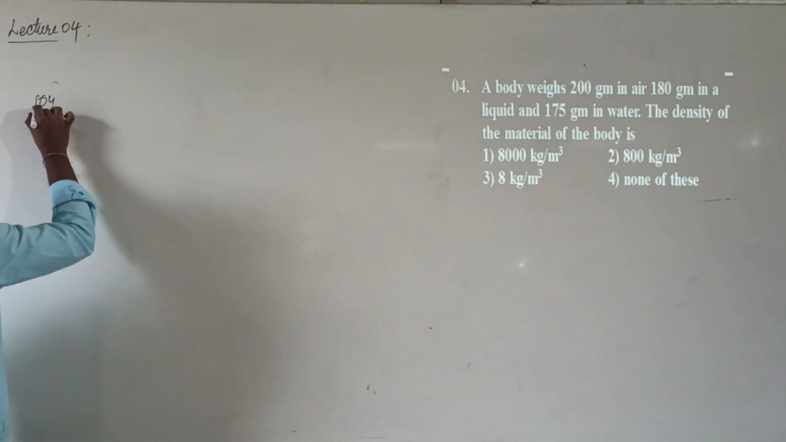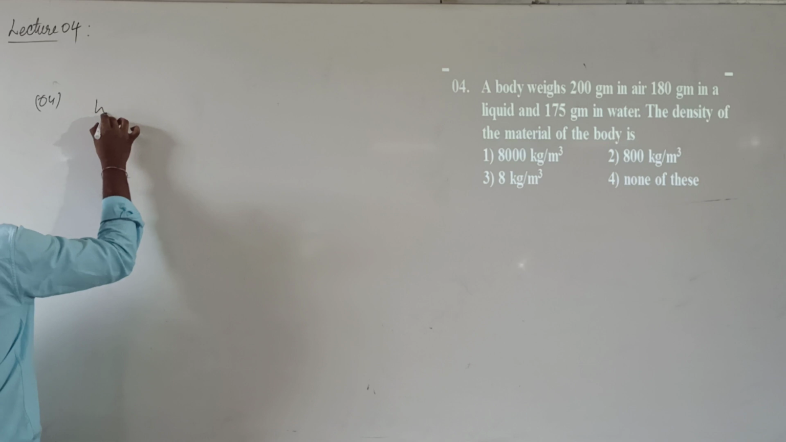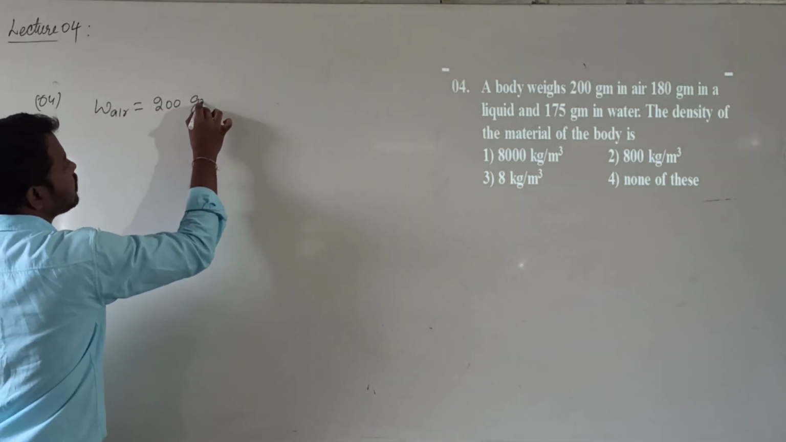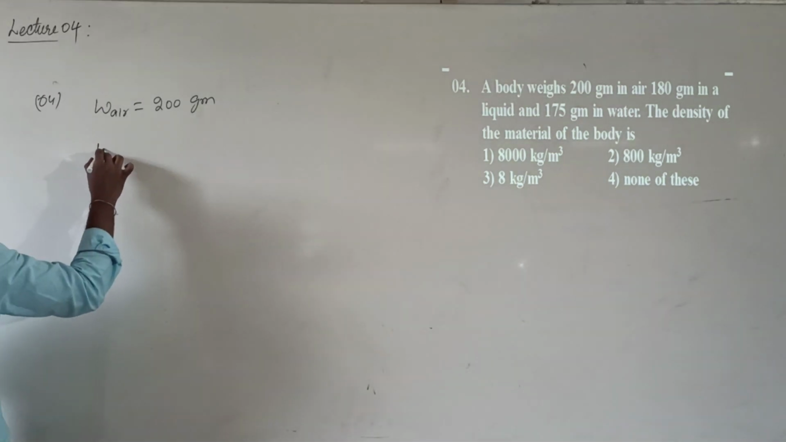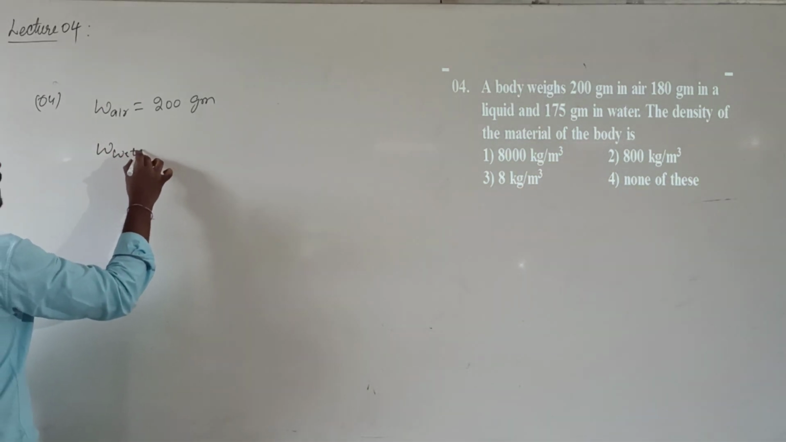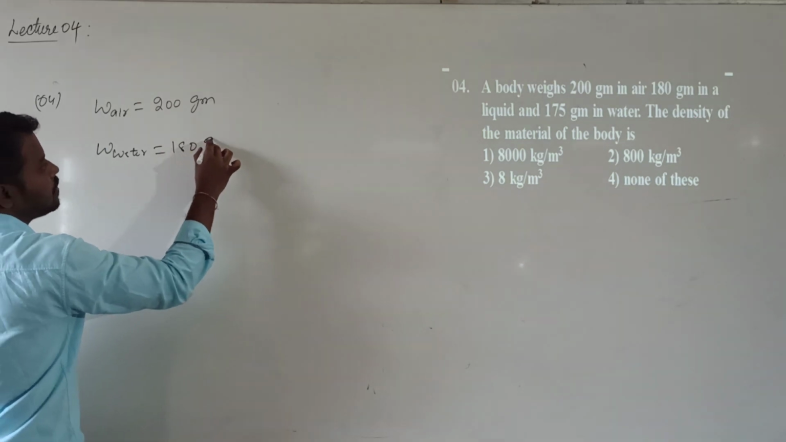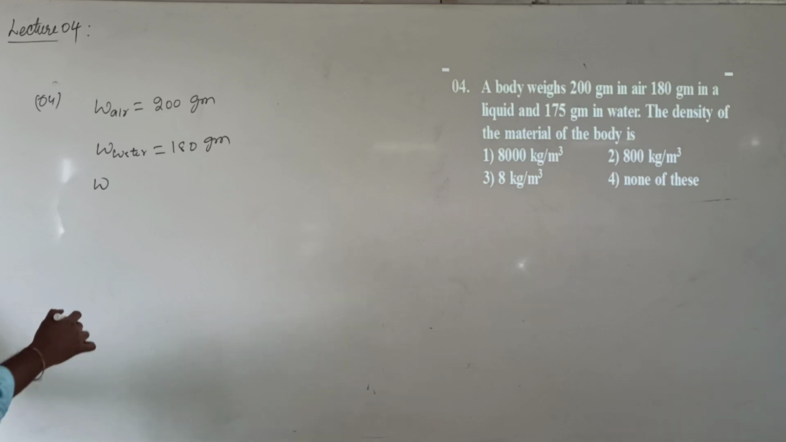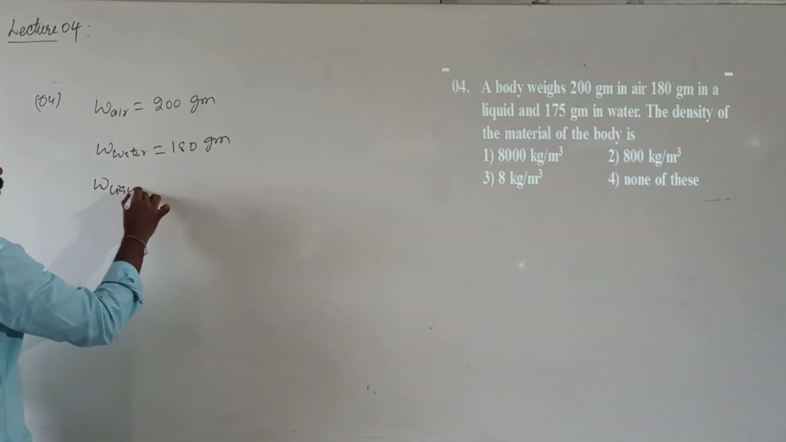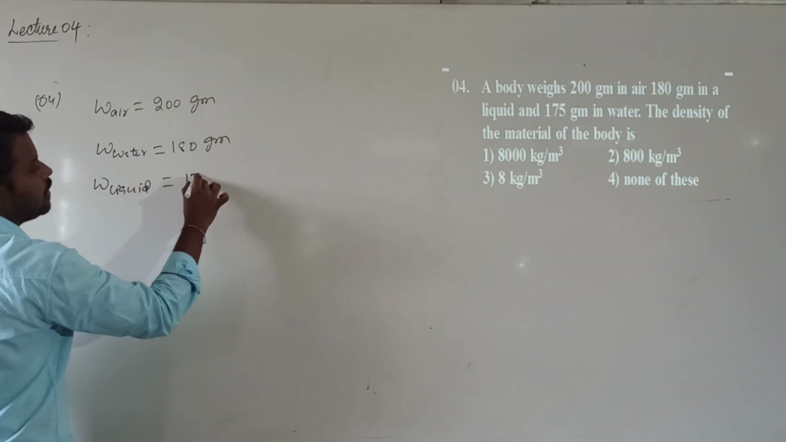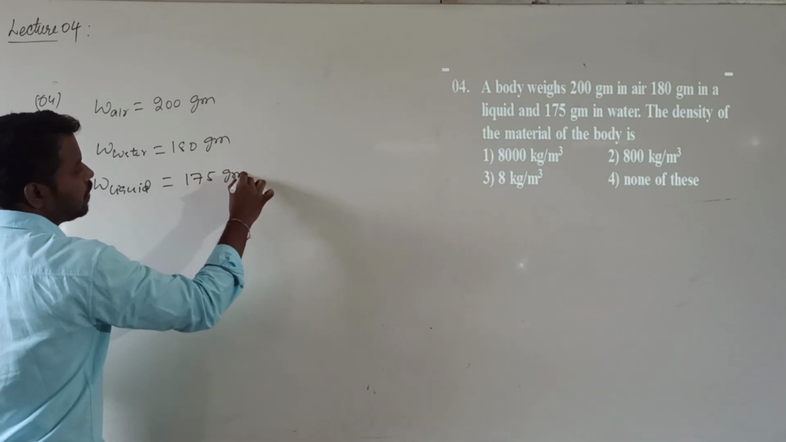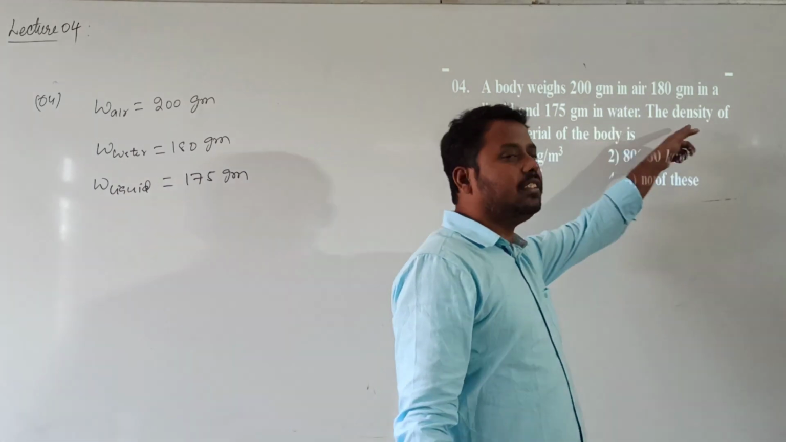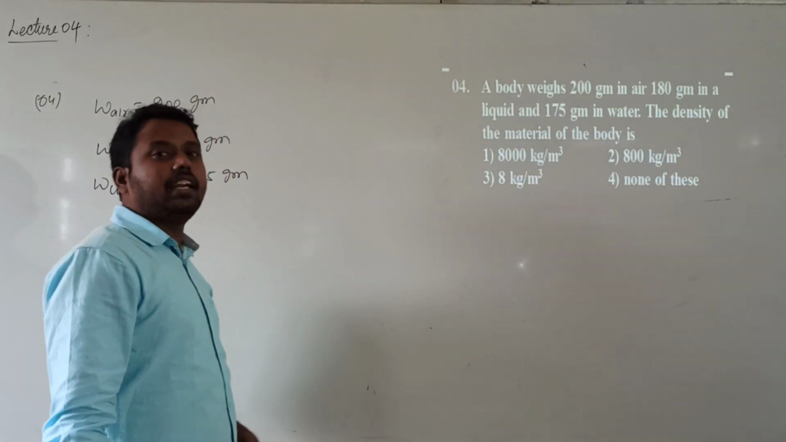Question number 4. The weight of the body in air is given. Can I call it WA? It is given as 200 grams. Correct? And what is the weight in water? They have given it as 180 grams. And what is the weight in a liquid? In liquid, the weight is given as 175 grams. This is the data given for us. What they are asking us to calculate is the density of the material of the body.